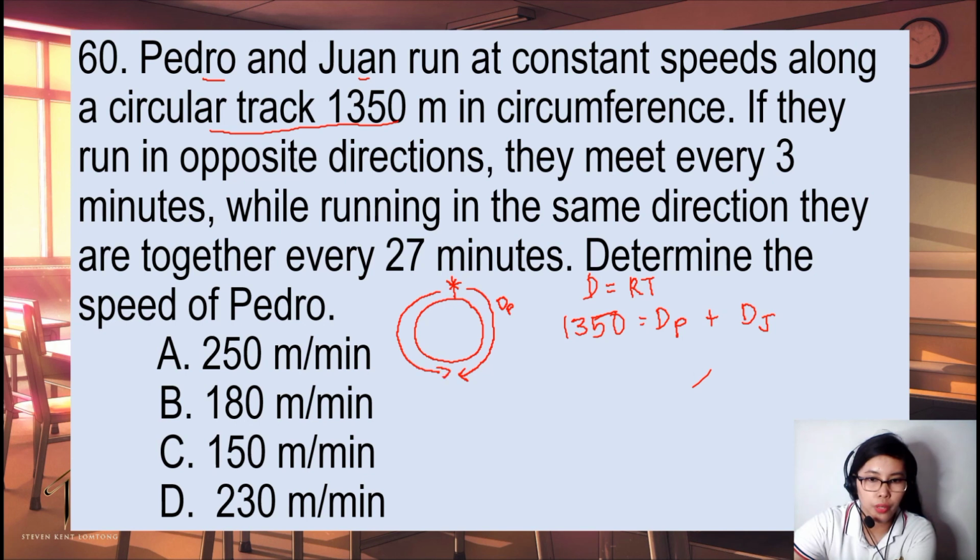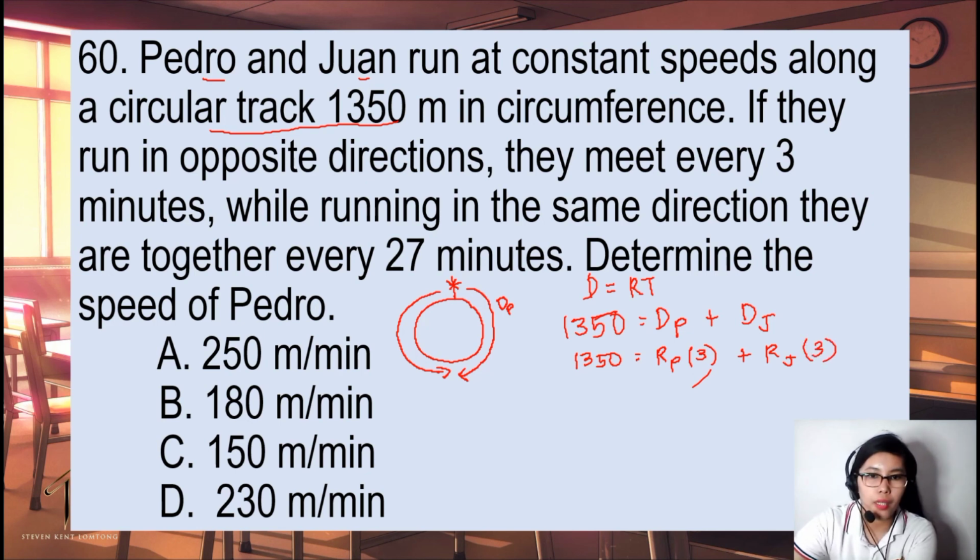Okay, and they will meet here at 3 minutes. So this will be 1,350 equal to the distance of Pedro, that is rate of Pedro multiplied by the time. So they meet every 3 minutes, so this is 3, plus the distance traveled by Juan. So that is rate of Juan multiplied by 3 minutes.